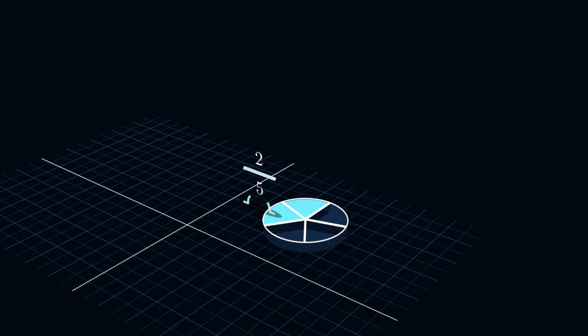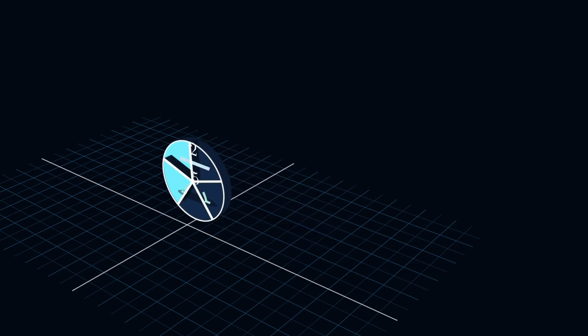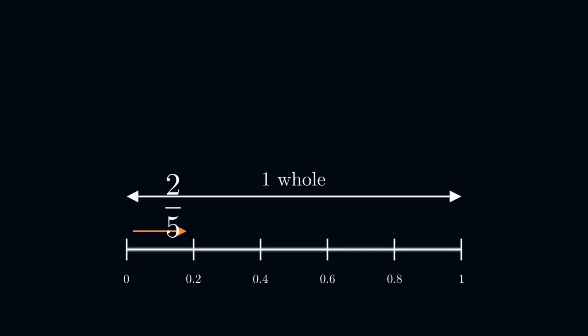Now 2/5 becomes a position. Think of the journey from 0 to 1. That journey is one whole because the denominator is 5. The journey is split into 5 equal steps. Each step is 0.2. The numerator is 2, so we move 2 steps from 0. 1 step lands at 0.2. 2 steps land at 0.4. So 2/5 is the same position as 0.4.